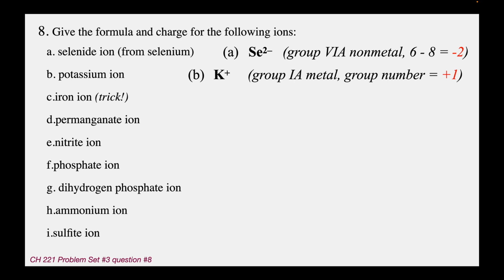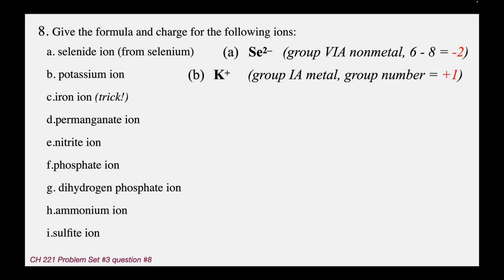Now, the next one you can see there, I put trick. So I'm trying to make you think here a little bit, basically. And I wanted you to figure out the charge on an iron. Well, iron is not a fixed charge metal. It's not in groups 1A, groups 2A, or the stairs. It's a transition metal. It's number 26 on the periodic table.